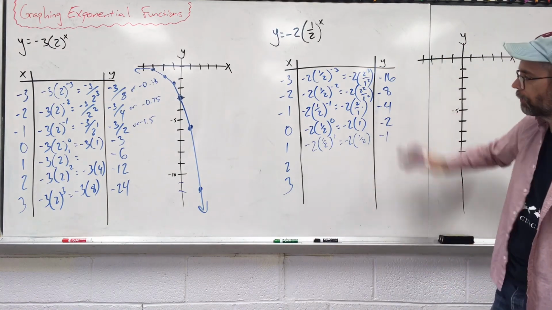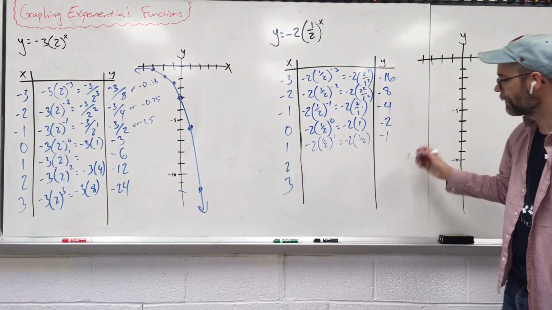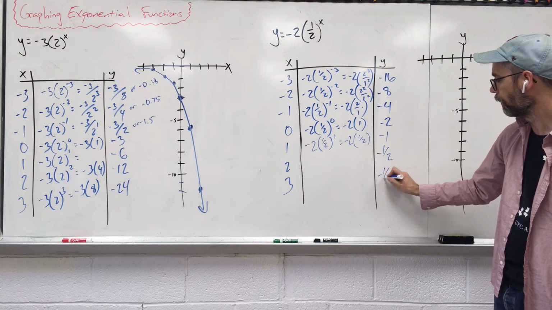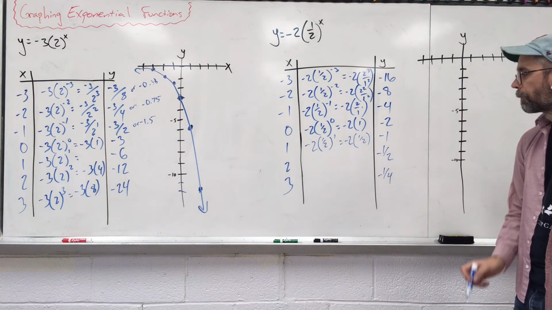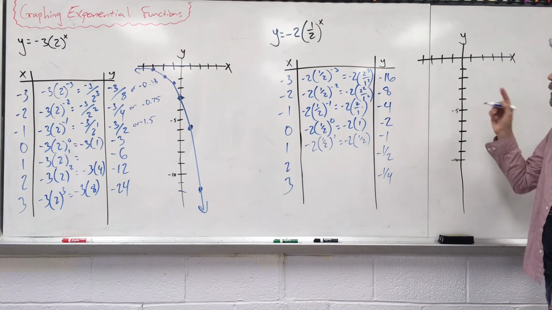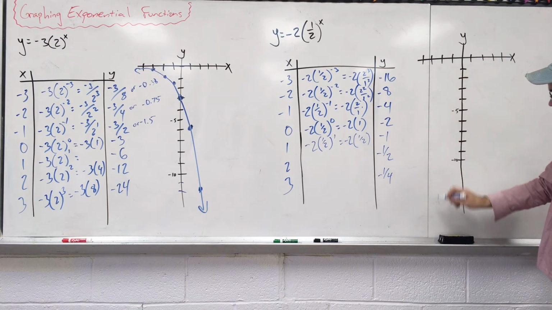And there's definitely a pattern here. We're going in order. Let's just keep this up. Let's cut that in half. We're going to say -1/2, -1/4. Let's plot. So we're going to go back 3, down 16.